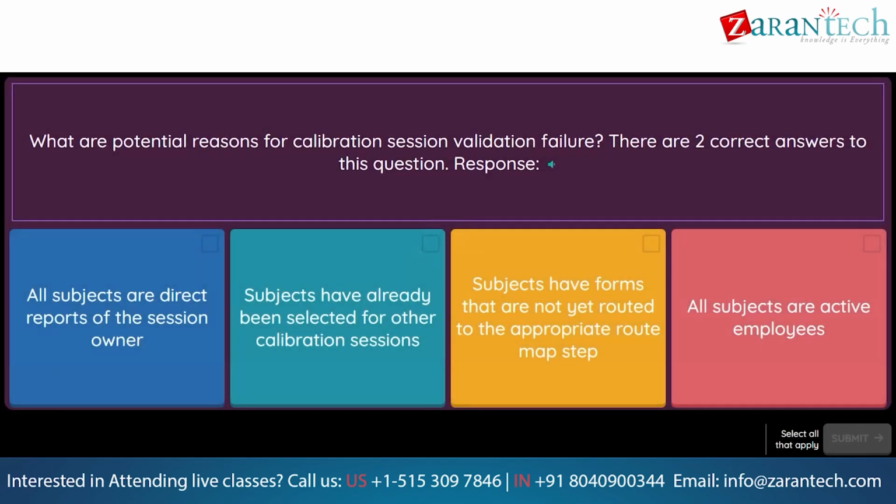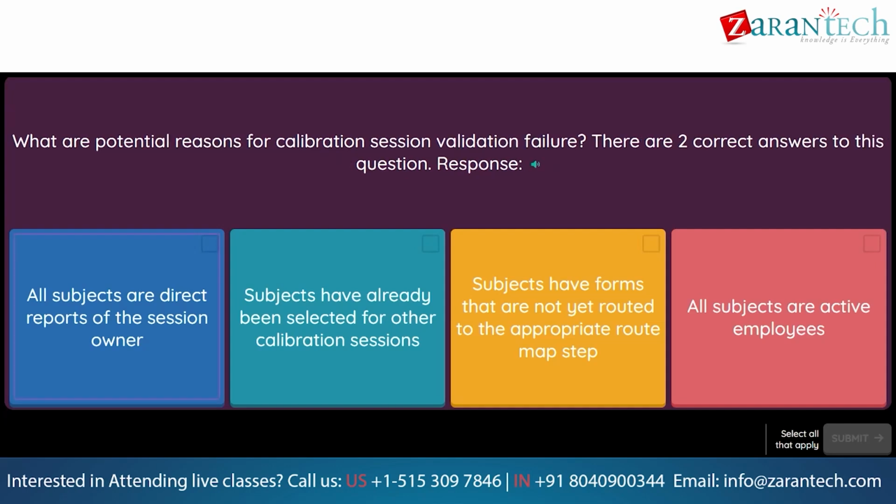Question: what are potential reasons for calibration session validation failure? There are two correct answers to this question. Response: Option 1, all subjects are direct reports of the session owner. Option 2, subjects have already been selected for other calibration sessions. Option 3, subjects have forms that are not yet routed to the appropriate route map step. Option 4, all subjects are active employees.